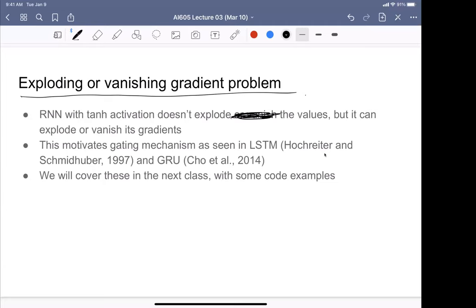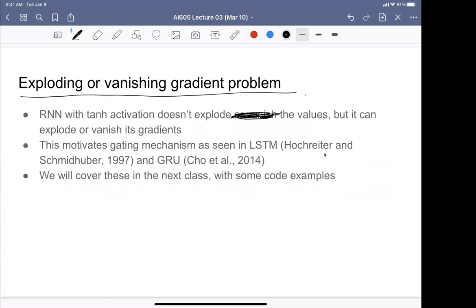To really explain this, we need to be more formal about what it means to train. I'll briefly go over what backpropagation is. That's the core part of deep neural network training. And during that, we'll see how RNN with just tanh activation explodes or vanishes the gradients. We can derive that mathematically as well, just like how we did today. And this motivates what's called the gating mechanism, as seen in LSTM and GRU. LSTM is from 1997, and GRU is from 2014, relatively recent, which is a simpler version of LSTM.